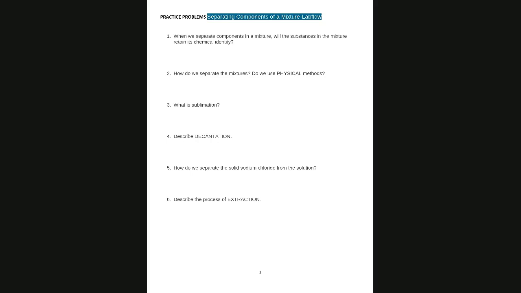So there are different techniques. In this case, this is very basic, and you are learning just the ones that we went over, but always using physical properties. Let's go to number 3.